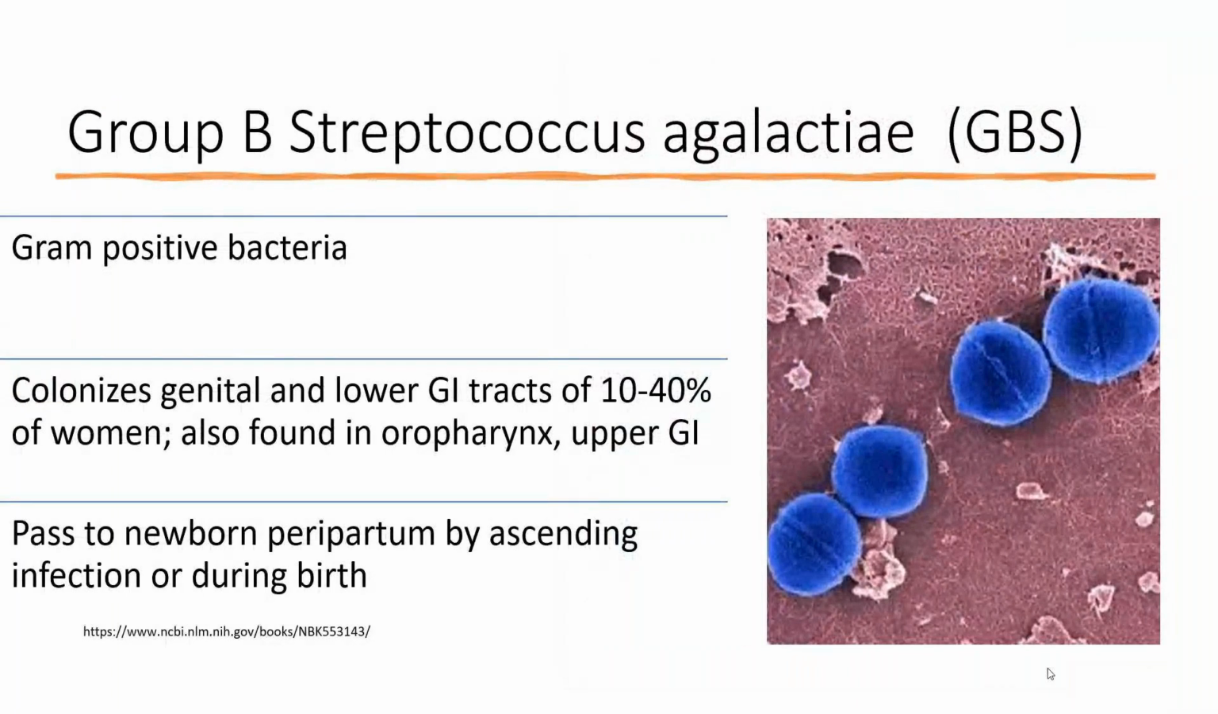So I'll give you a little bit of background. GBS is from the gram-positive bacteria family. It usually colonizes the genital and lower GI tract of about 10 to 14% of women. It is also found in the upper GI tract and the nose and throat. It may pass to the newborn during the peripartum period by ascending infection or during birth.